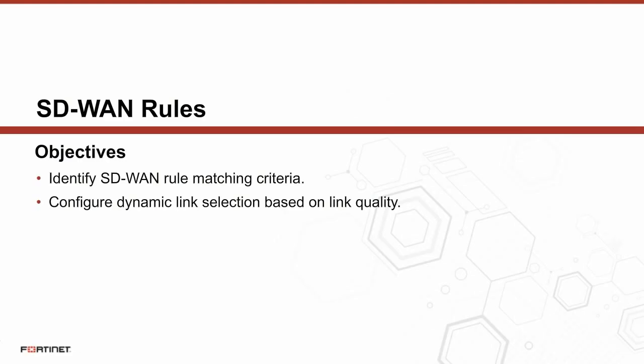After completing this section, you should be able to identify SD-WAN rule matching criteria, configure dynamic link selection based on link quality. By demonstrating competence in SD-WAN rules, you should be able to configure dynamic link selection based on link quality to ensure high availability for business-critical applications.